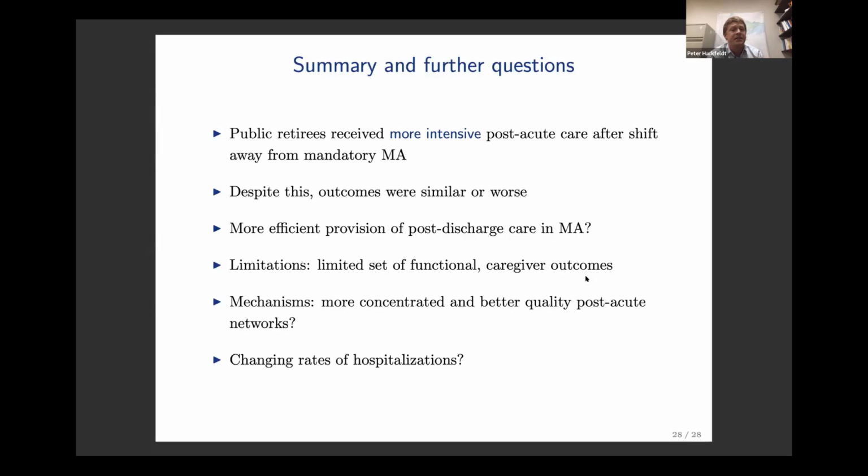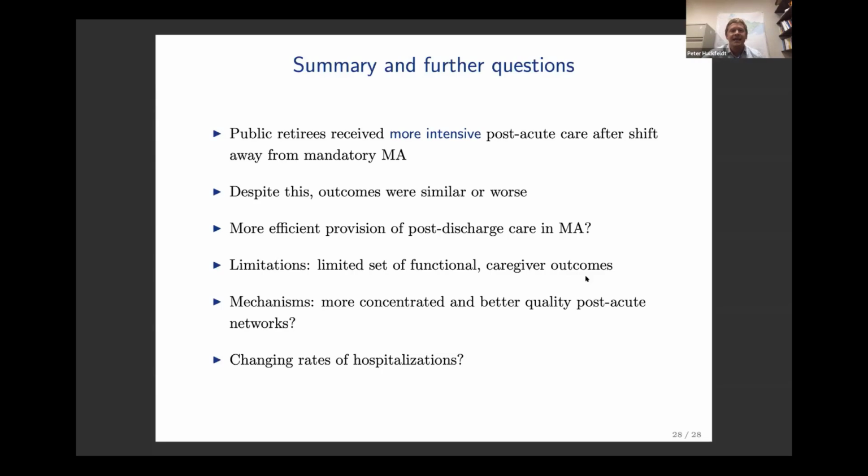But there are some limitations of this analysis. The measures we use in terms of outcomes were pretty crude measures of functional status. And so there could be some negative effects that we can't measure. And this really comes from the fact that there really is no universal functional assessment that's given to everyone discharged from the hospital. And so it's just really hard to measure.